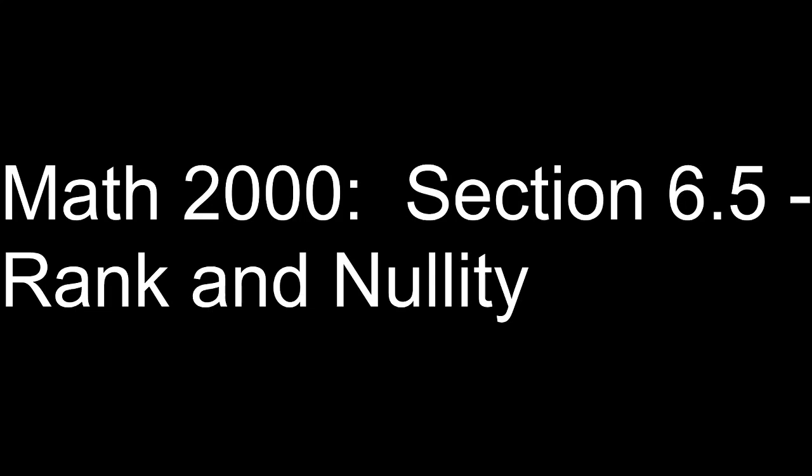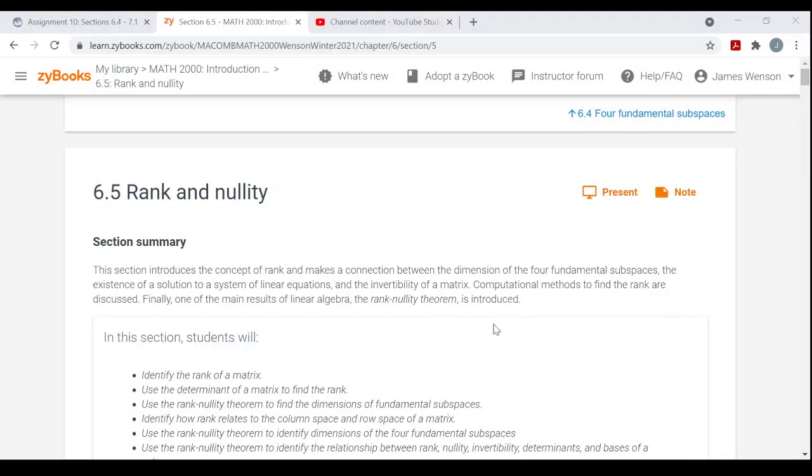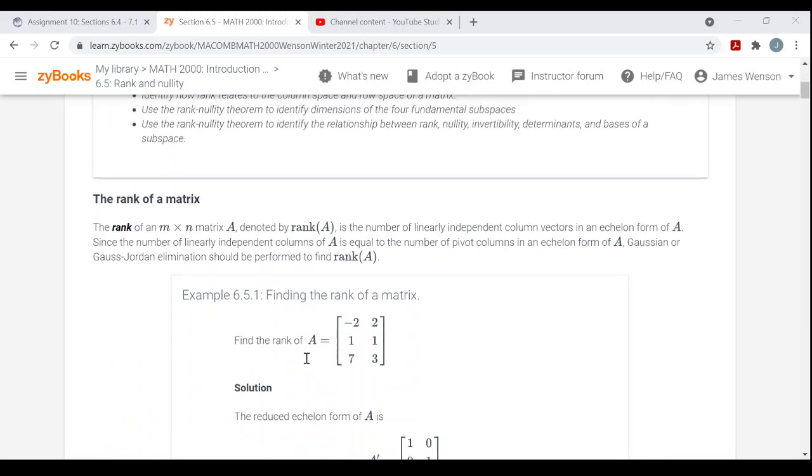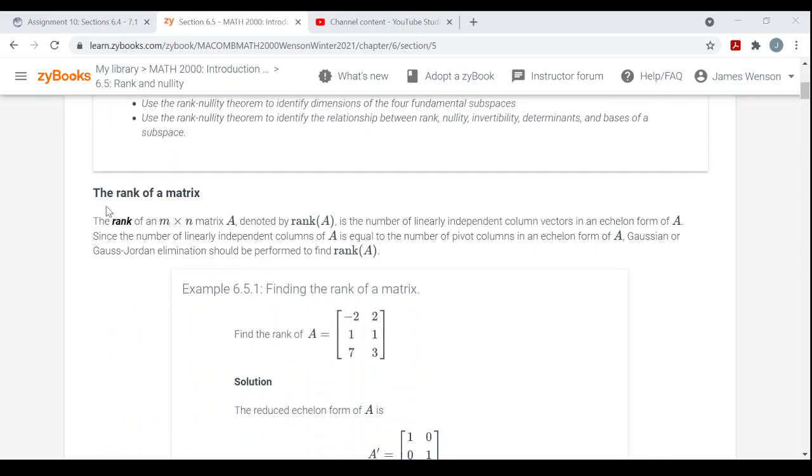All right, so let's get into the section. Again, you've got the opening here, some objectives. So, the rank of a matrix.